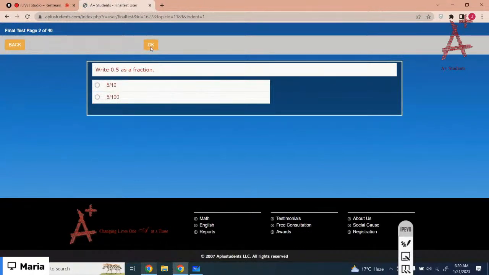Write 0.5 as a fraction. Which is the correct option? How do we write 0.5 as a fraction? You have to add a 1 for the decimal, and right after the decimal you have just one digit, so add one 0. It would be 5 over 10. Got it, everyone? So the correct option is 5 over 10.